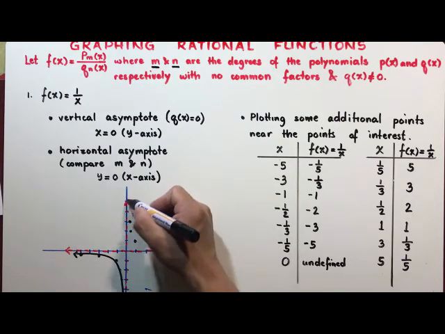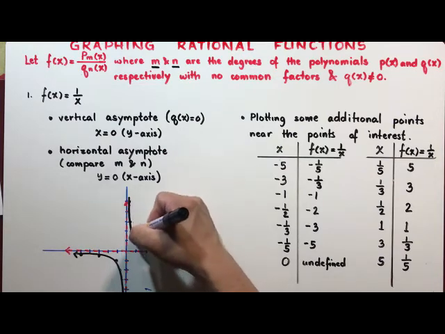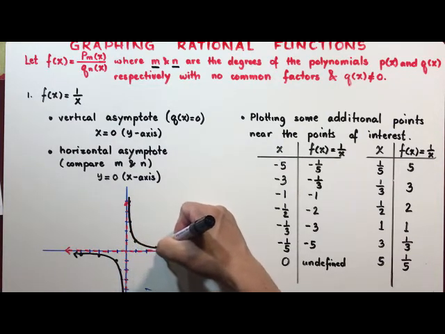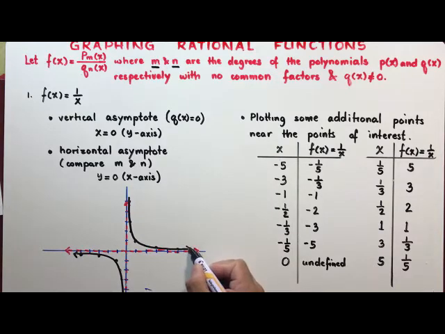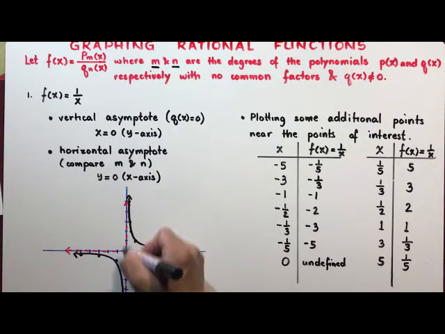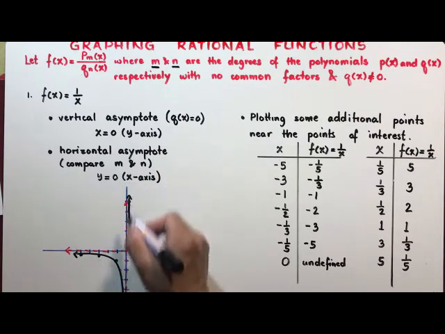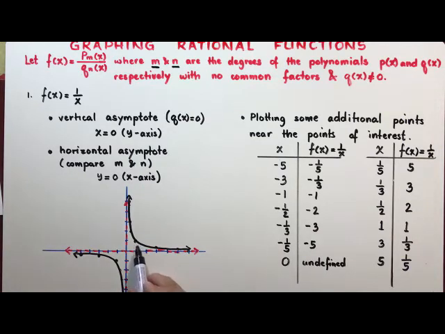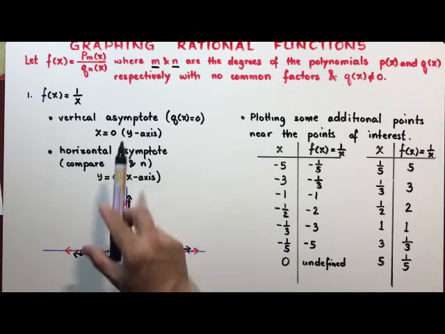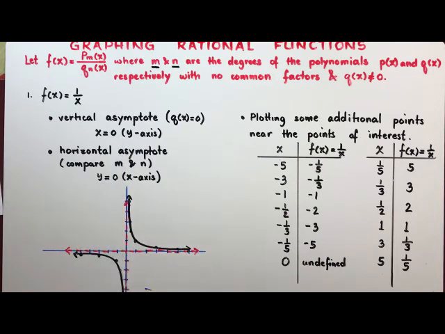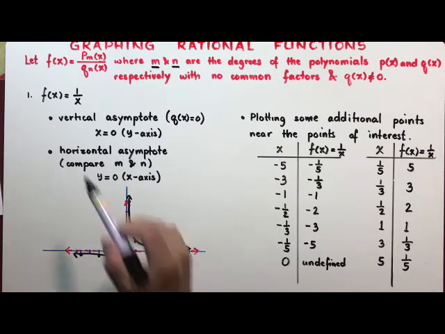So if you connect these points, you notice that the behavior of the function is approaching the y-axis, because of course this is our vertical asymptote. And also our function, the graph, is approaching the x-axis, because our x-axis, which is y equals 0, is our horizontal asymptote. So you see, there is no function at x equals 0, because this is where our vertical asymptote is located. So this is the graph of this function.